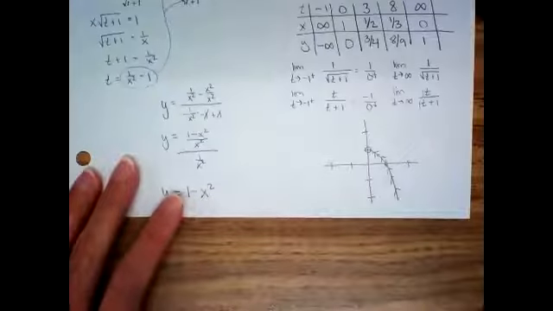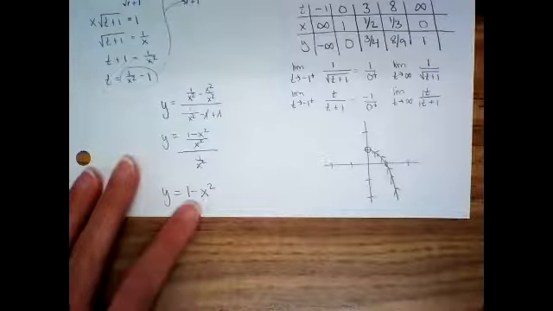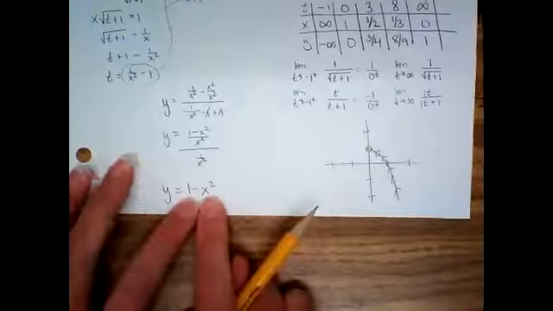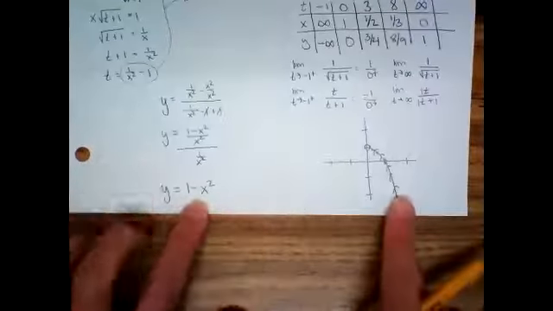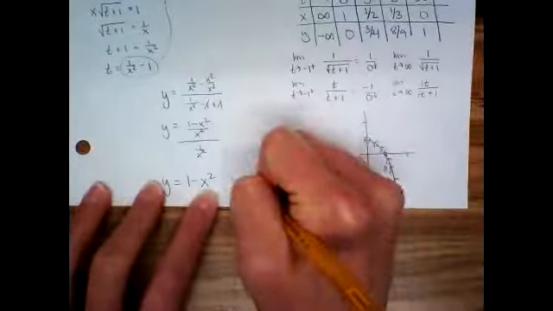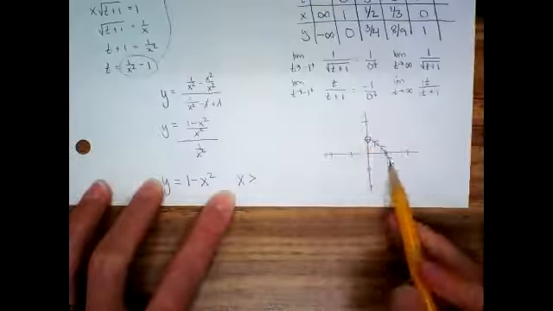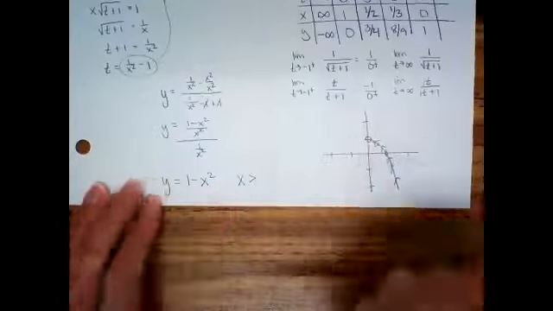Are you okay? Okay. It's an upside down parabola moved up 1. And then x is staying bigger than what? 0. X is bigger than 0.